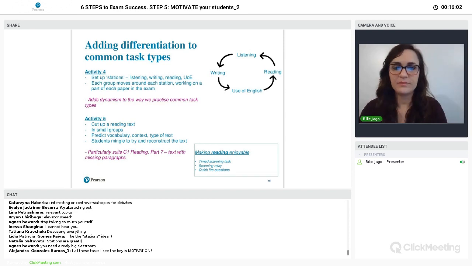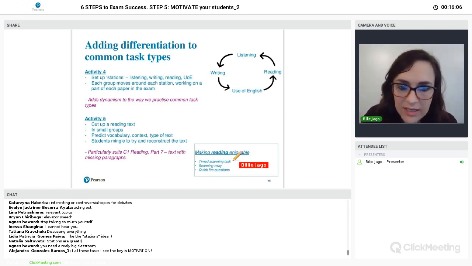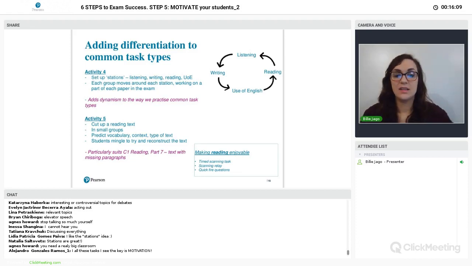So some other ways to practice reading: here we've got a timed scanning task. Scanning skills are really important for the exam because the time is quite limited. So you give them the whole text, you give them 30-40 seconds to find specific information, such as countries mentioned or names that are mentioned or professions, for example.